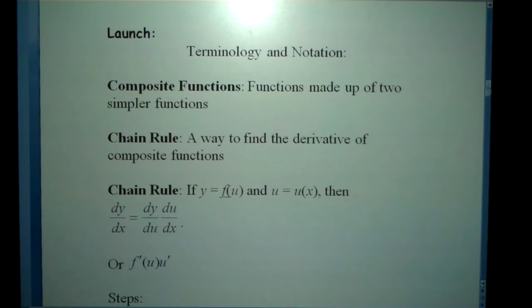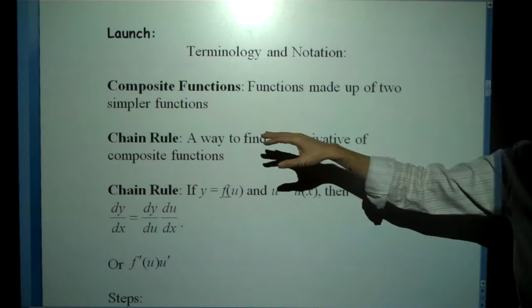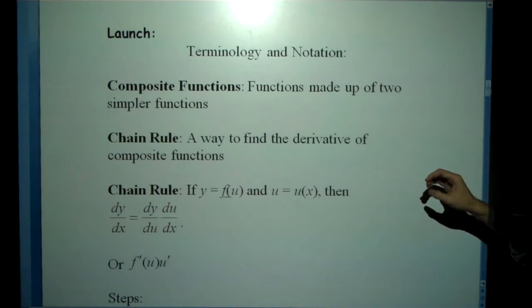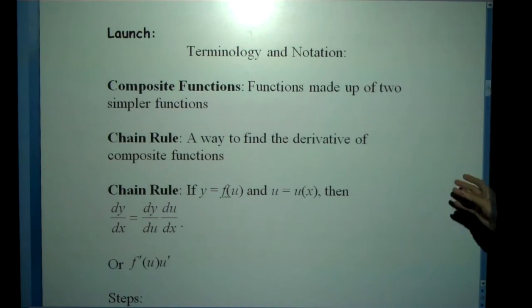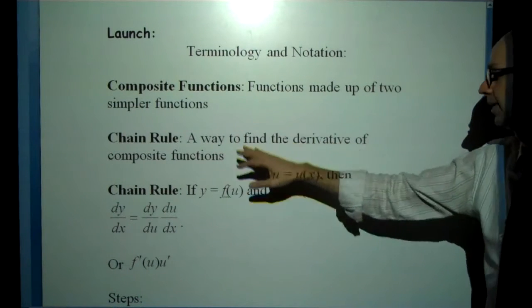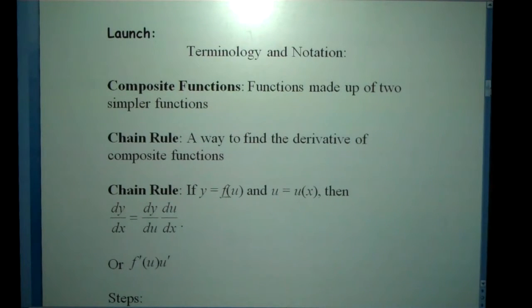So we've studied composite functions before. That's like where you have an f of x and a g of x, and you take f of g of x, where you're doing one thing and then putting that into another equation. And the chain rule is a way to find the derivative of those composite functions.